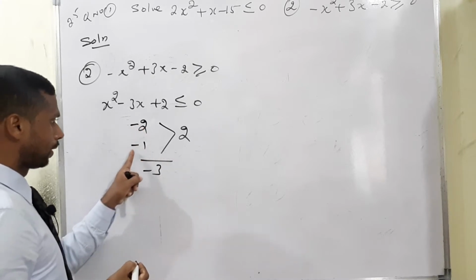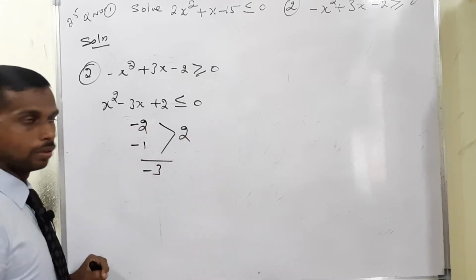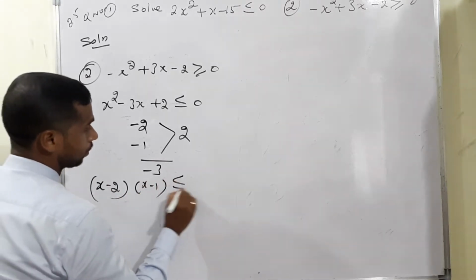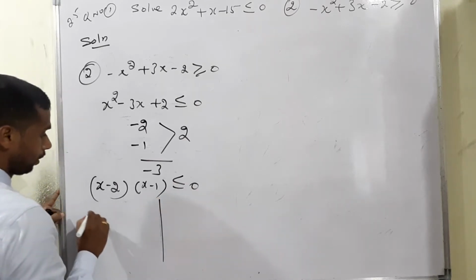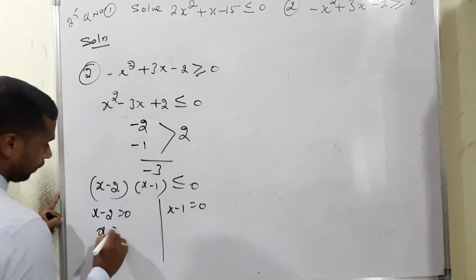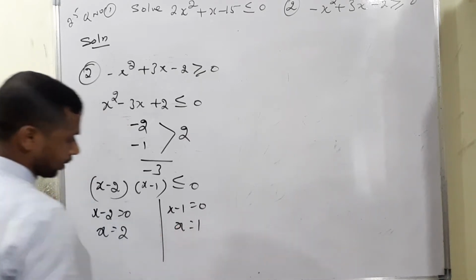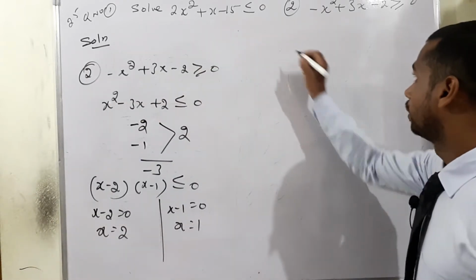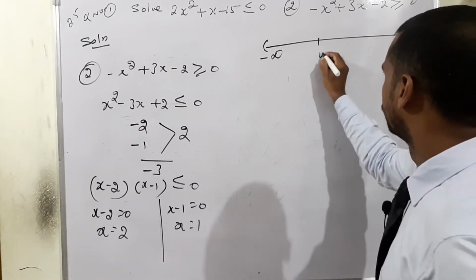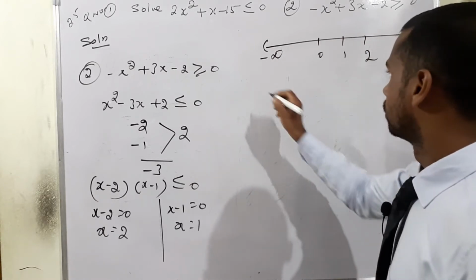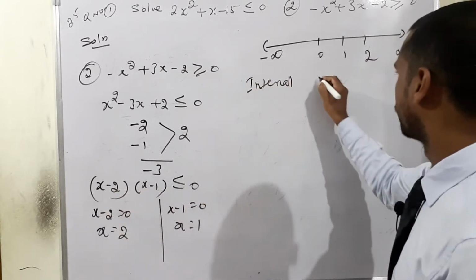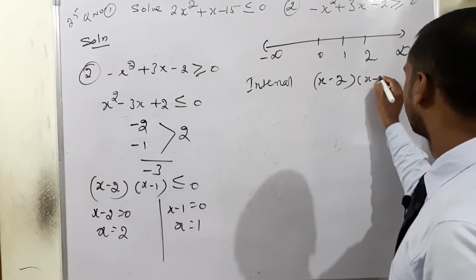So now minus 2 into minus 1 is positive 2, and minus 2 plus minus 1 is equal to minus 3. Now what are the factors? x minus 2 and x minus 1, less than or equal to 0. To make it for the number line, set equal to 0. x minus 2 is equal to 0 and x minus 1 is equal to 0. Therefore, first case x is equal to 2, second case x is equal to 1. So make the number line: minus infinity to positive infinity, with 1 and 2. First the interval, second the factors x minus 2 into x minus 1, and the last one the sign.